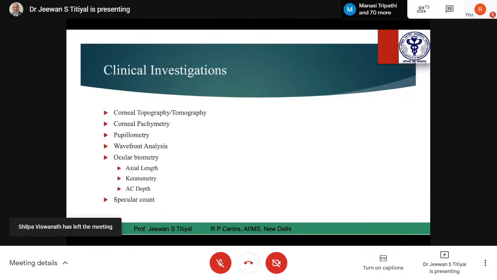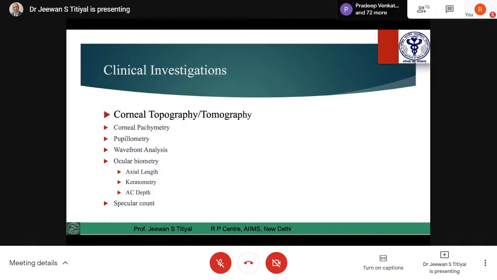The most important part of clinical investigation is looking at the cornea, with corneal topography or tomography. If you look at the journey of refractive procedures, as I showed in the beginning, when we started refractive procedures, corneal topography was not a very common instrument. It is because of refractive surgery that corneal topography has changed so much, and it is now used not only for refractive surgery but for various corneal procedures as well as cataract and other procedures. So it has become a mandatory part of the investigation of a patient undergoing a refractive procedure.